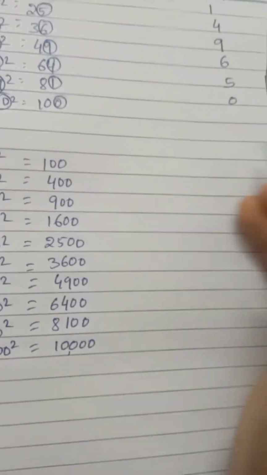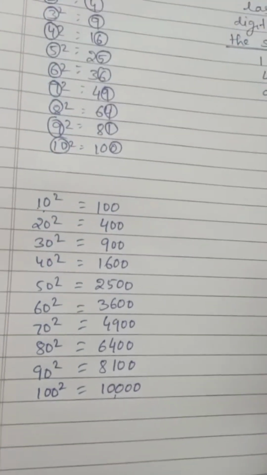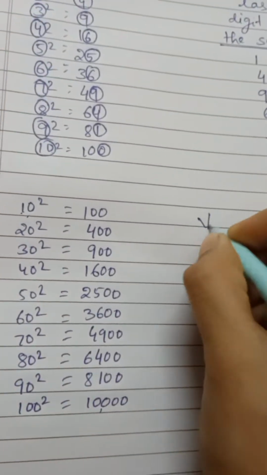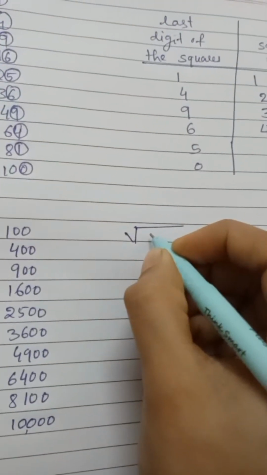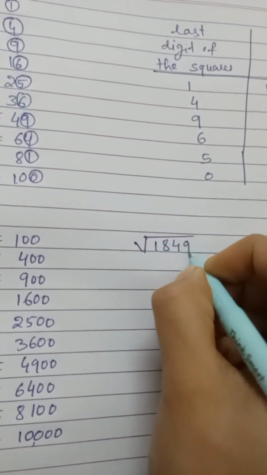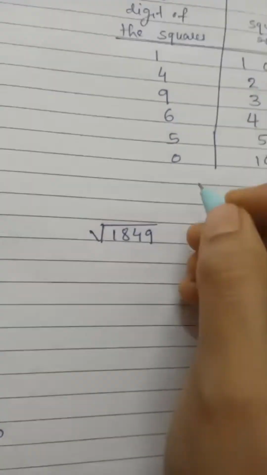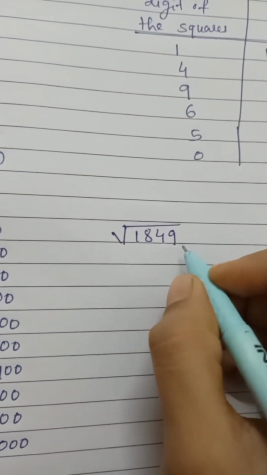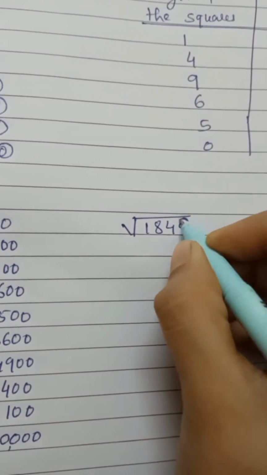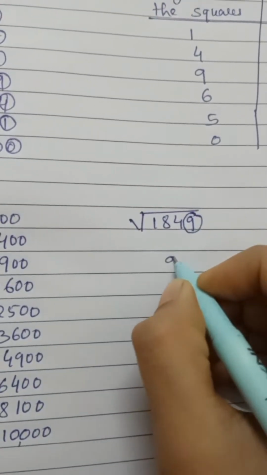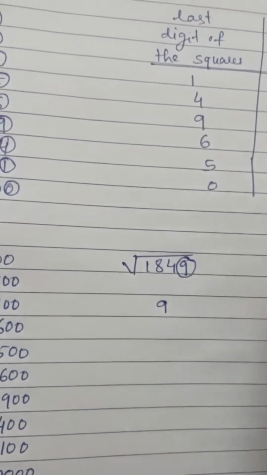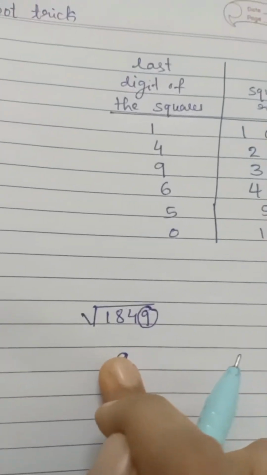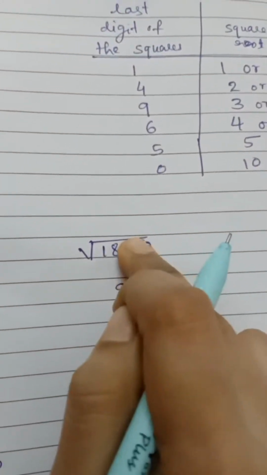And then let us see one example. Okay, how do you find the square root of 1849? I will teach you how to find it. So we have last digit as 9. If last digit is 9 in the square, what is its square root?